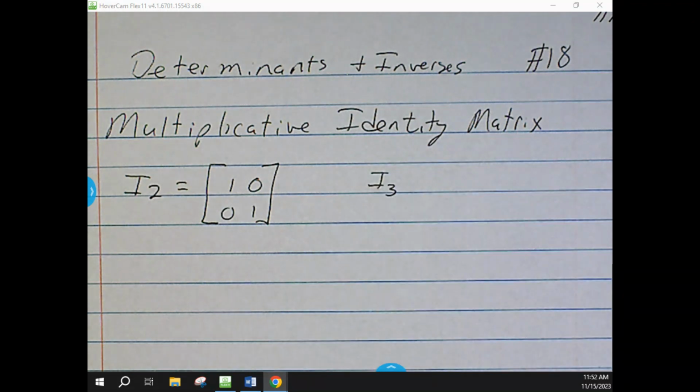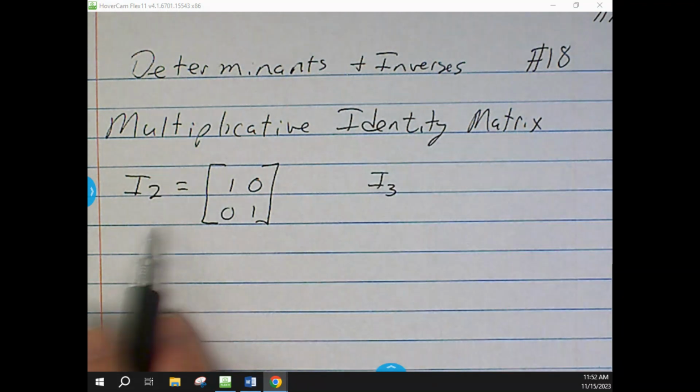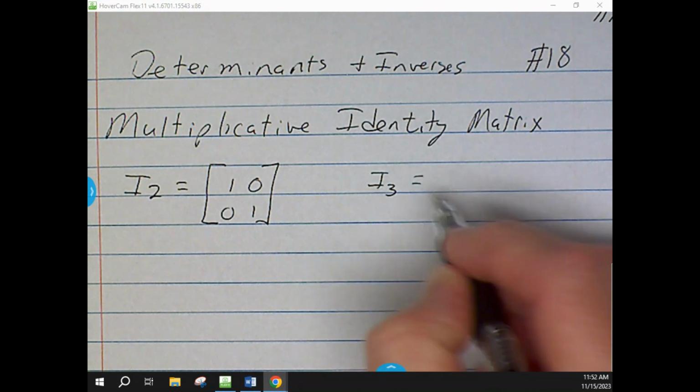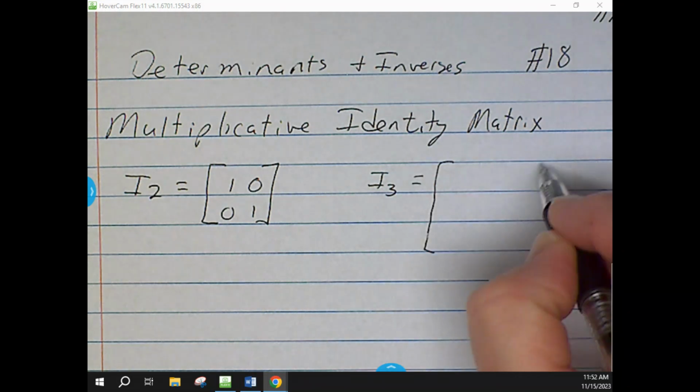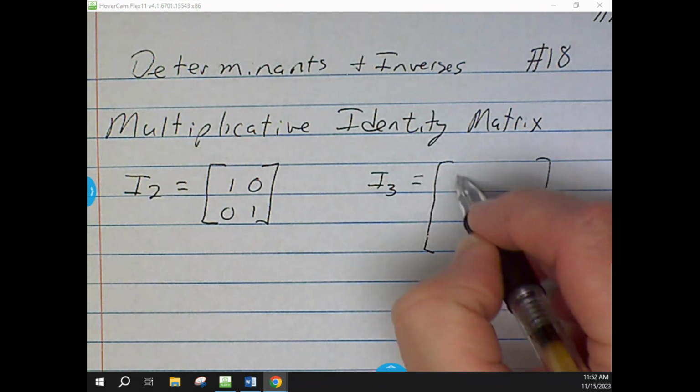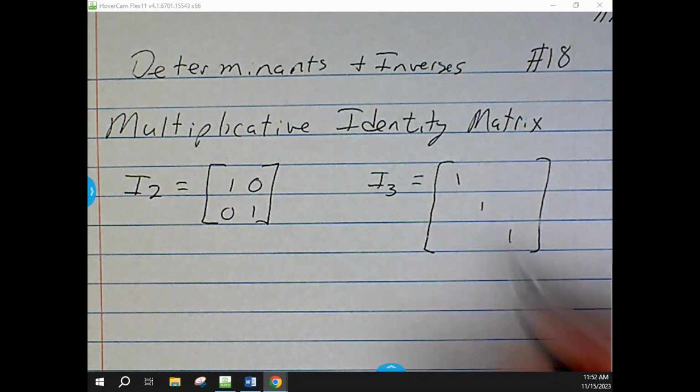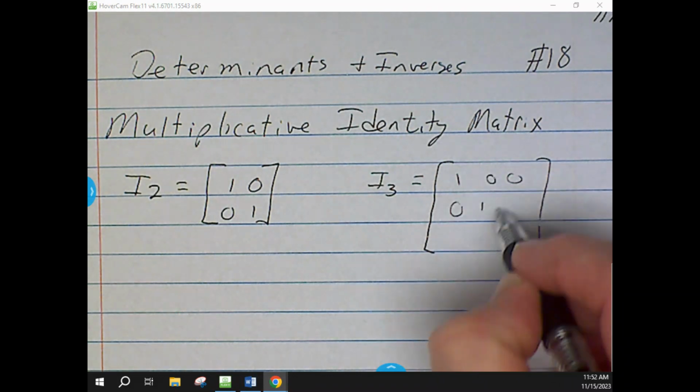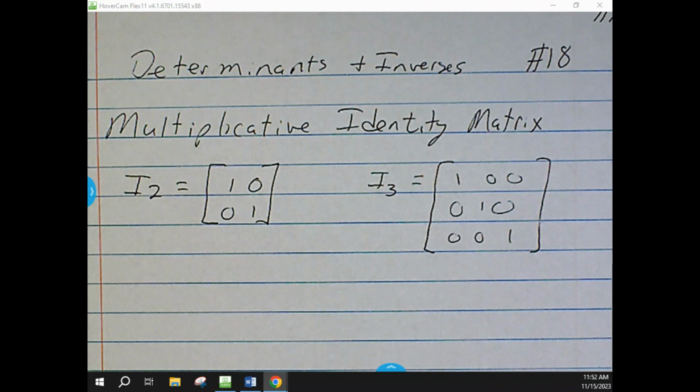So they'll show it like I2 and I3. That way we know it's a 2 by 2 matrix. If it's an I3, it's a 3 by 3 matrix. And then basically you put ones on the diagonals and you put zeros everywhere else. Now we're not going to worry about an I4 matrix.